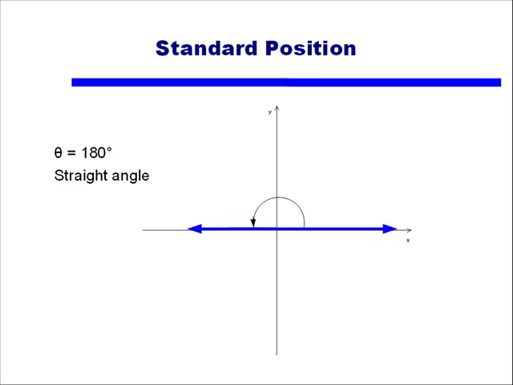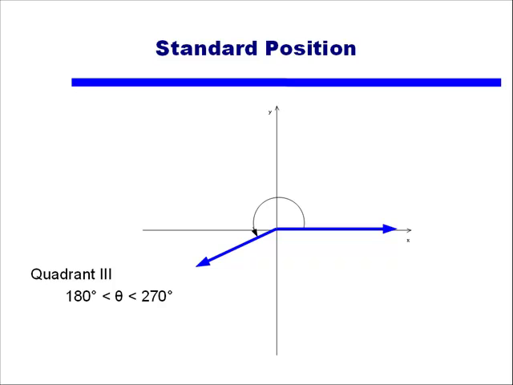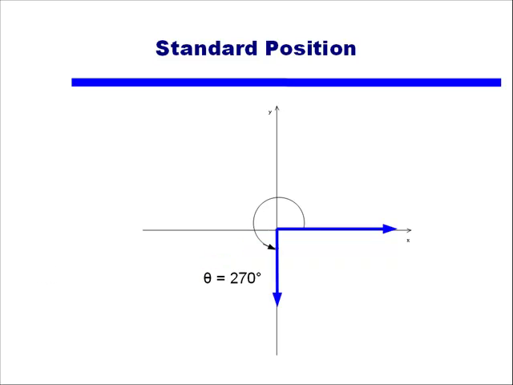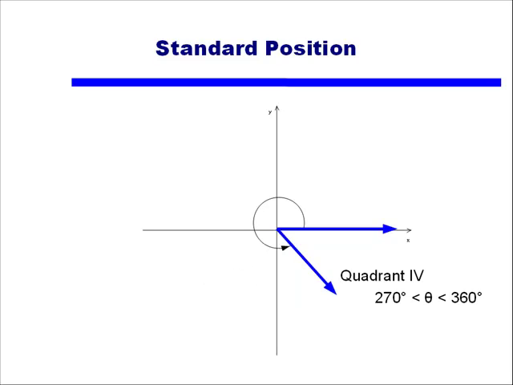Now we don't have to limit ourselves to acute angles and even obtuse angles. We can continue this rotation, and if you have an angle between 180 and 270 degrees, you'll be in quadrant 3. The negative y-axis would represent an angle of 270 degrees. And if we keep up our rotation, in quadrant 4, those angles will be between 270 degrees and 360 degrees.